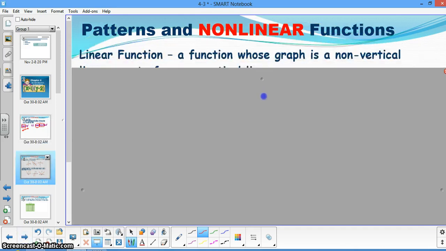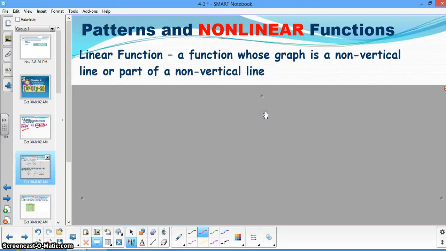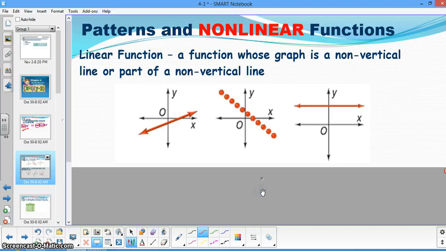A linear function is a function whose graph is a non-vertical line or part of a non-vertical line. For example, these three. You've seen them before. Here, it's a positive line, has a constant change going from left to right. Here, there are some gaps, but still, for the most part, a straight line that is negative going down. And here, there's constant of no change, flat line that continues to go on forever and always. So again, linear means straight.